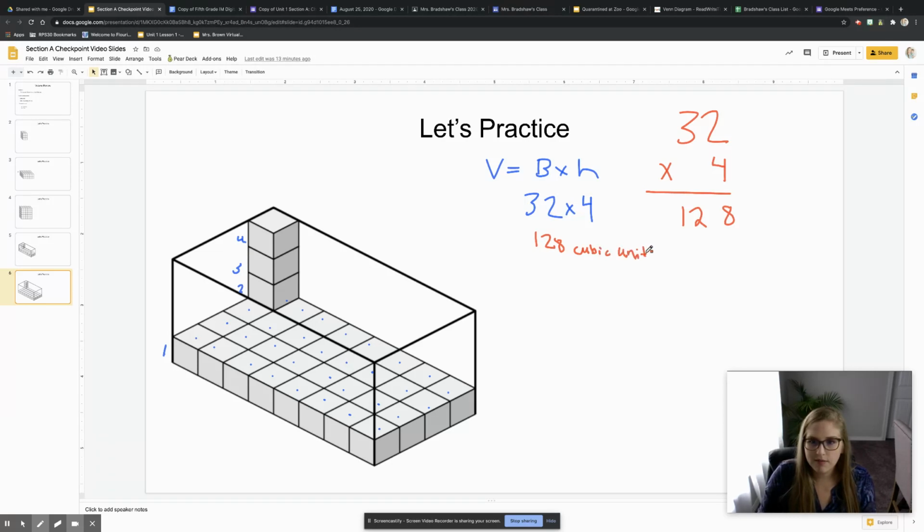So instead of wasting your time stacking all of those blocks in there, 128 of them, you were able to find out really quickly with 32, 33, 34, 35 blocks that in order to fill the entire box, you would have needed 128 cubic units to fill that box.